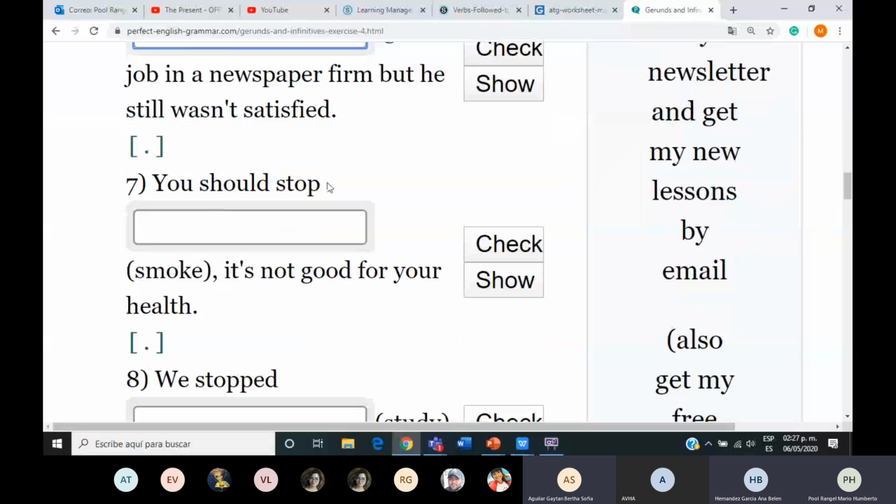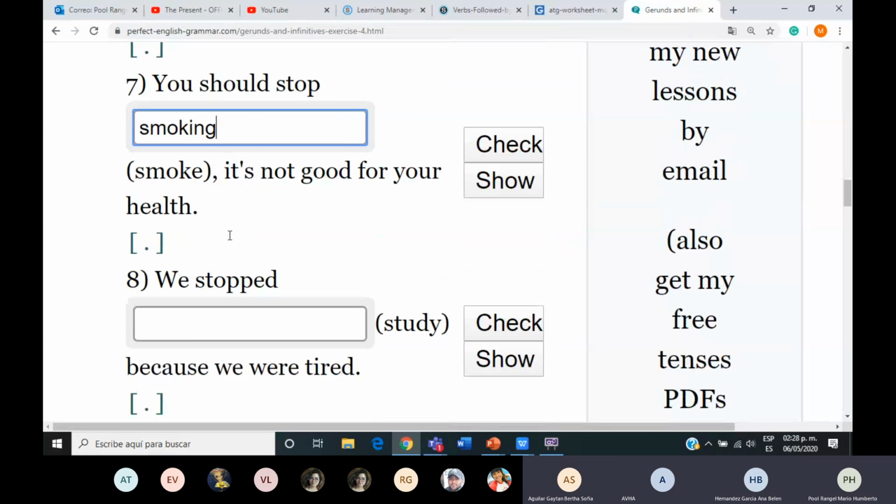To get. Ahora estamos con stop. You should stop smoke. It's not good for your health. Stop. Okay. Smoking. ING. Okay. Sí. It's smoking. Okay. Vale.